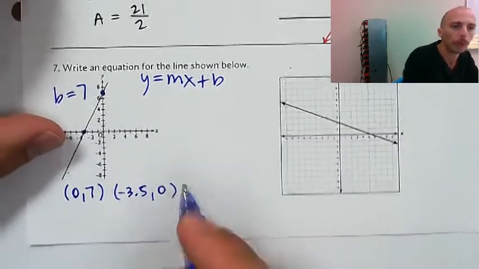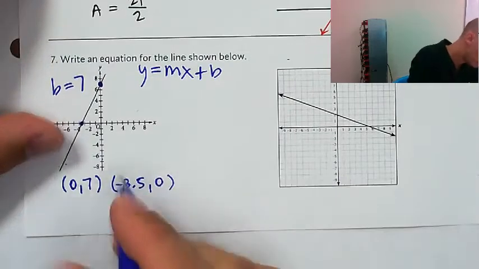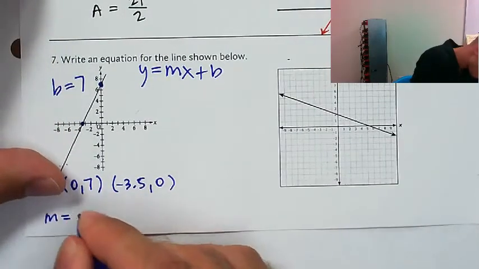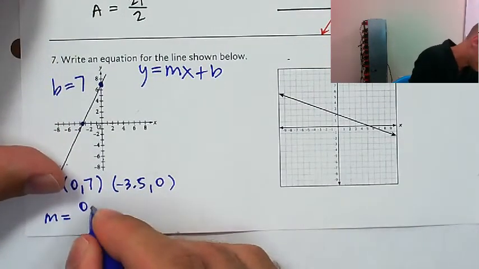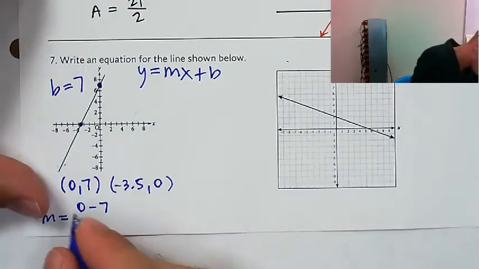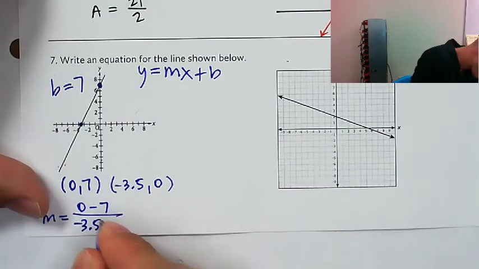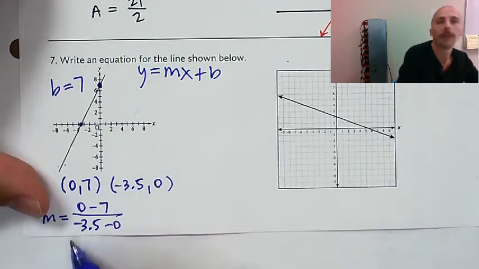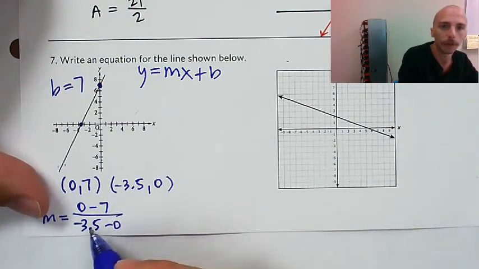And so I'm just going to compute the slope between these 2 points, right? I'm going to do y2 minus y1, 0 minus 7, divided by negative 3.5 minus 0. Okay, so that's negative 7 divided by negative 3.5. That's going to be 2.